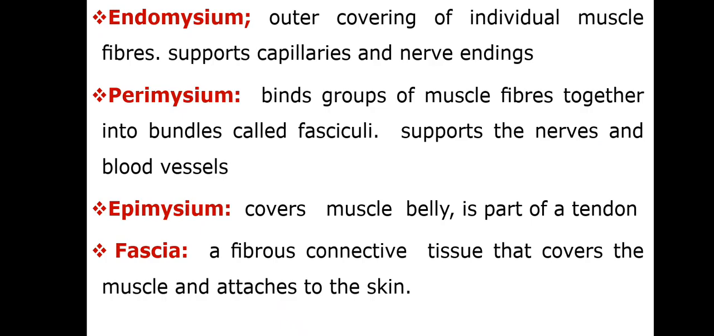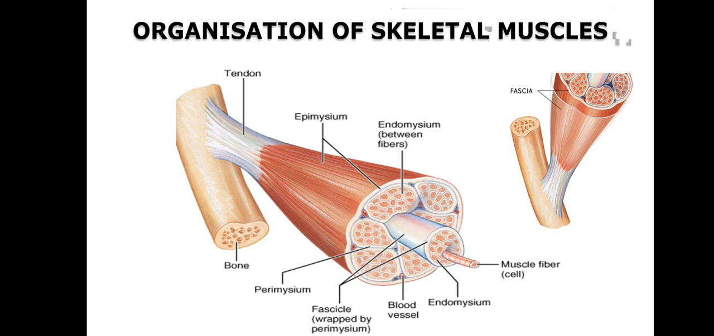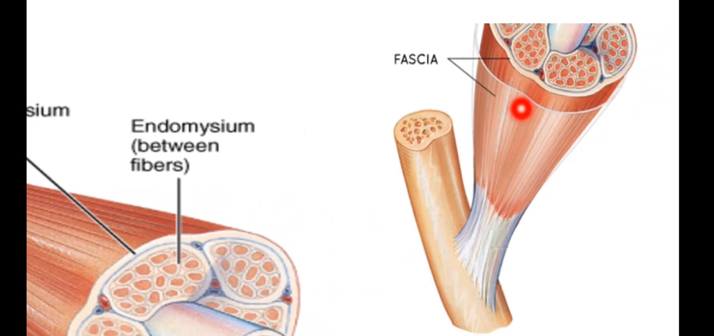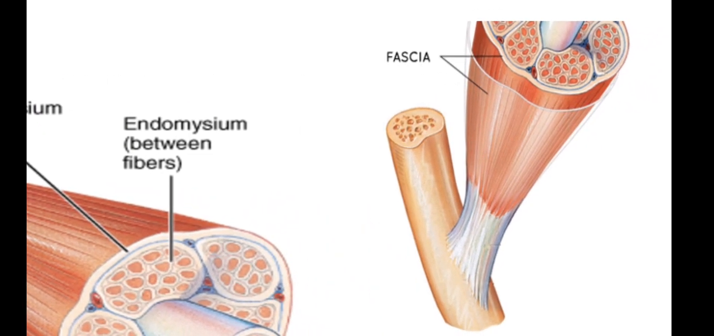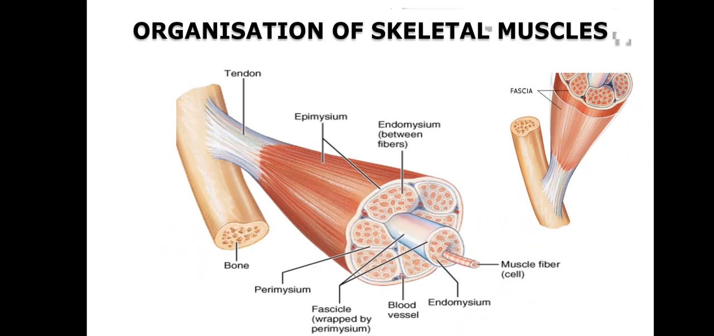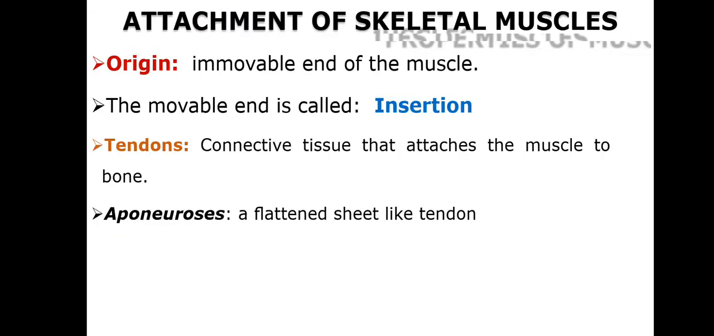Then there's also what we call fascia, a fibrous connective tissue that covers the muscle and attaches it to the skin. I talked about this particular fascia that is covering the entire muscle, more like a plastic encasing it and attaching it to the skin. Those are the layers that I needed my students to understand and know.